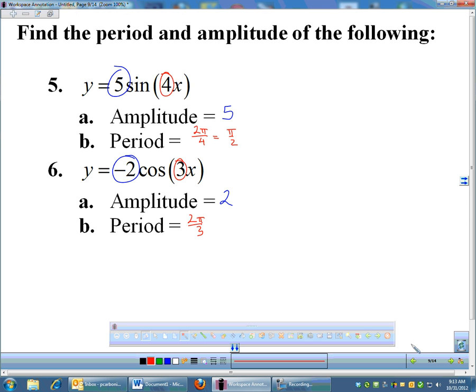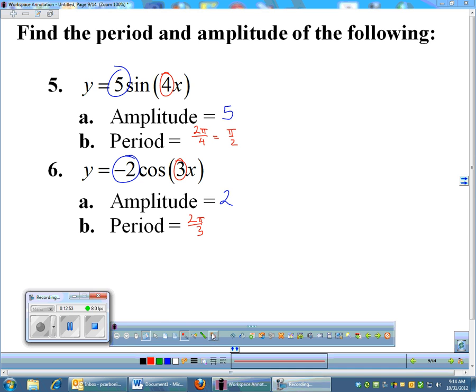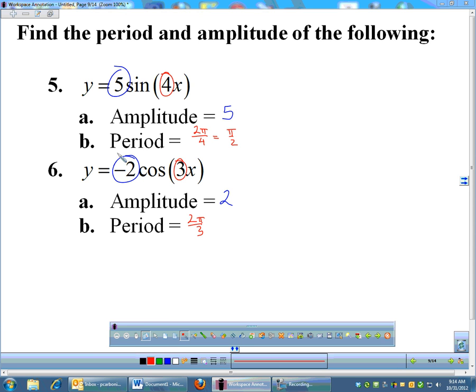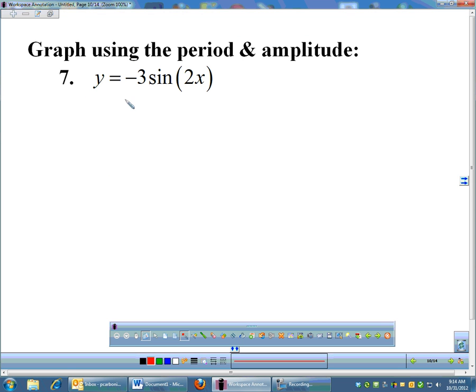And it's almost easier to graph thinking of period and amplitude versus thinking of your transformations. So let's try graphing based on period and amplitude. Hopefully this won't be too much longer.